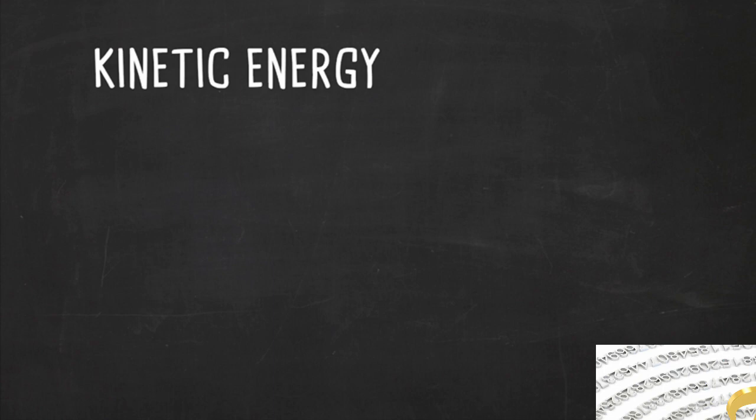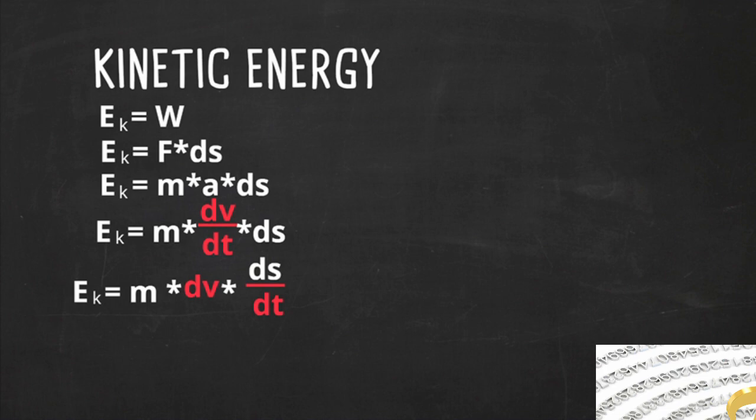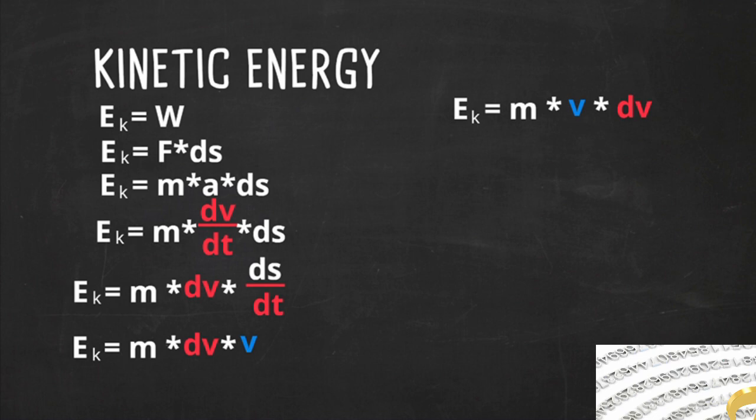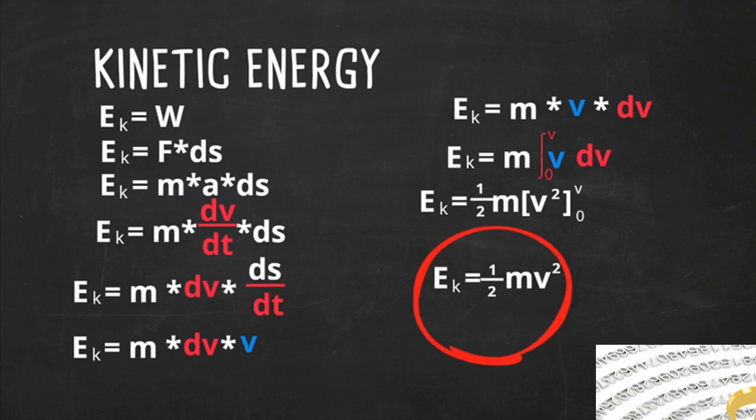That's force times displacement. We can further break force apart into mass times acceleration. From there, we write acceleration in a more calculus-friendly way, change in velocity over change in time. We can then write change in displacement over time as velocity. Rearranging a little bit, and we have an ideal equation to integrate. Integrating with respect to v will give you the equation for kinetic energy with which you're more familiar.